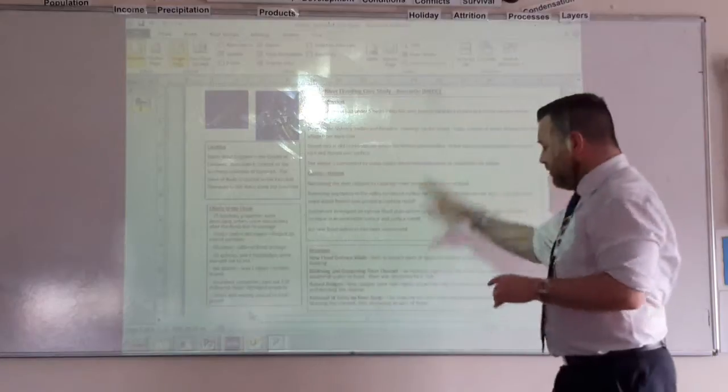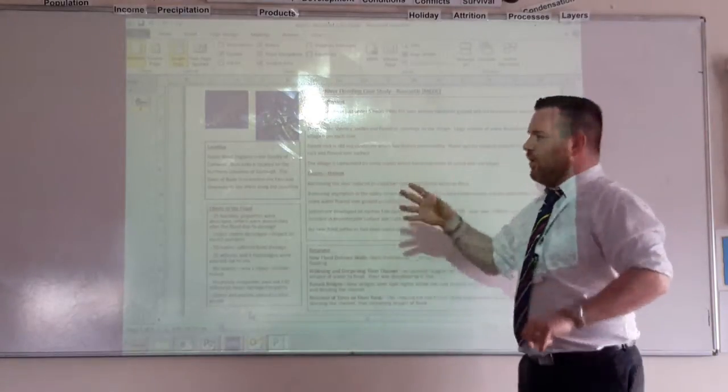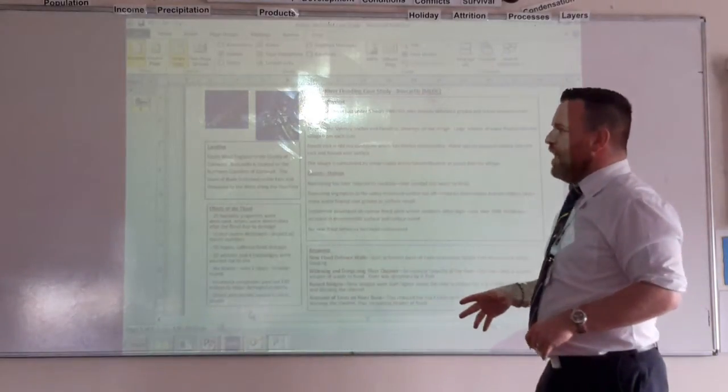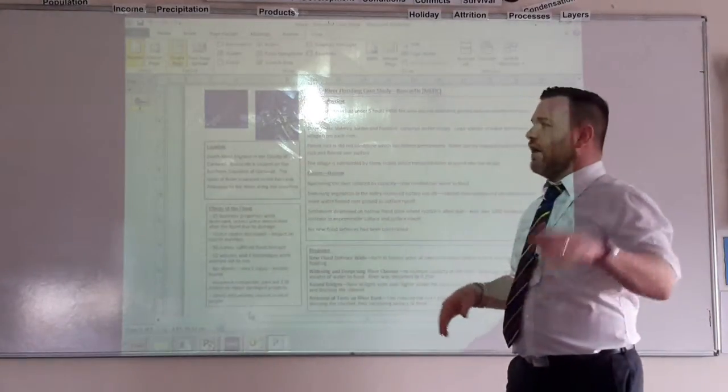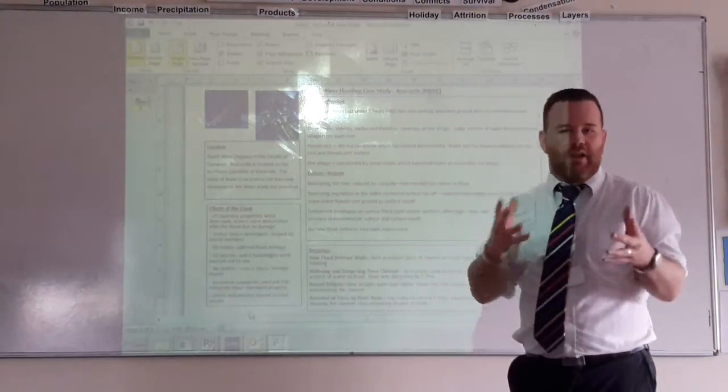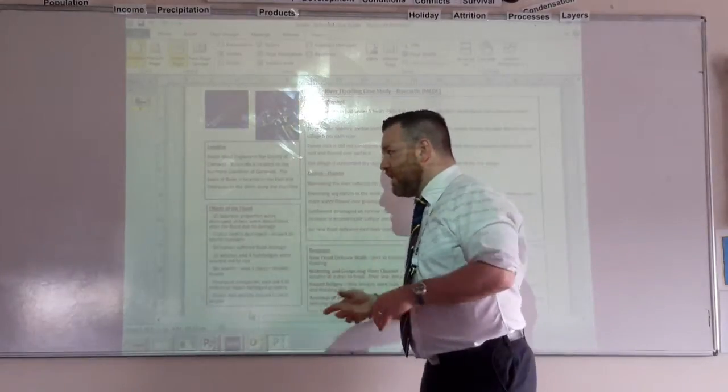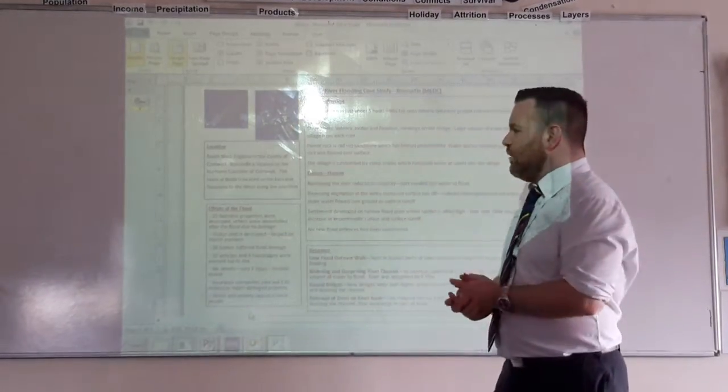Obviously, you have your case study sheet, but we will go into a little bit of key detail. Location, southwest Cornwall. Boscastle is located on the northern coastline of Cornwall. Okay, bit of location and detail. The town of Bude is located to the east and Newquay to the west.